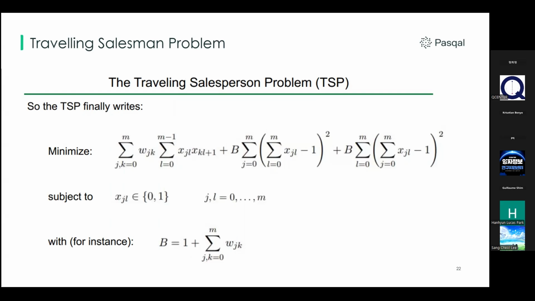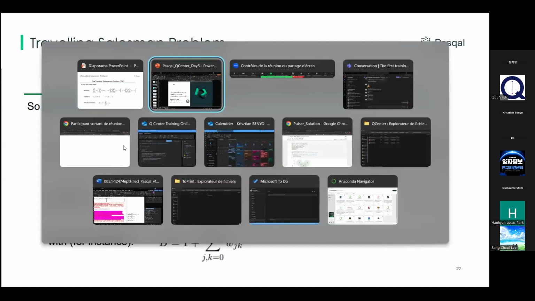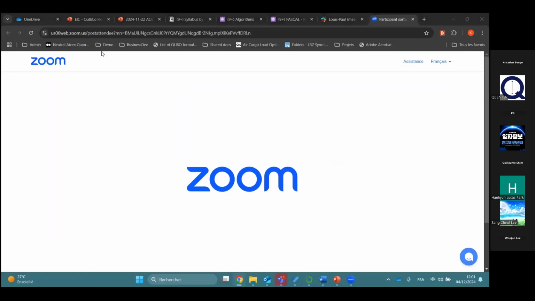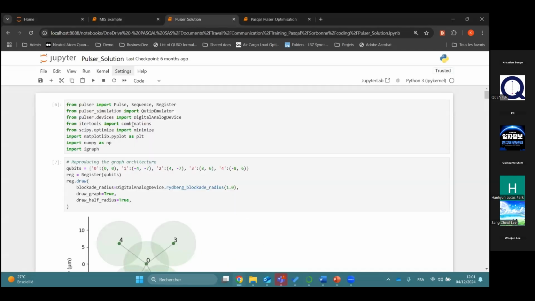What I wanted to illustrate now, and I will shift to the Pasqal environment that we were looking at previously in the Monday session, is to see how you can go about and implement these different variational or quantum methods to solve various optimization type problems. So let me just quickly switch my screen. Hopefully you can still see it.